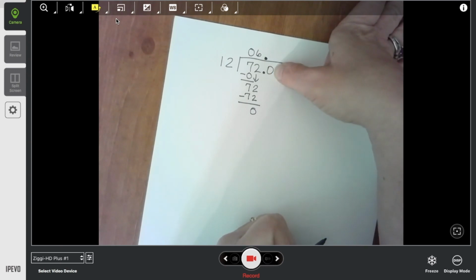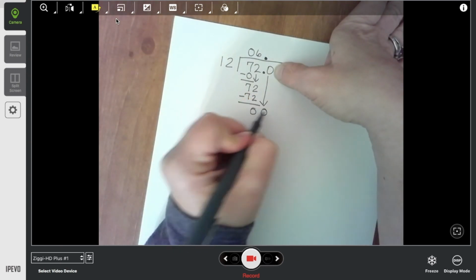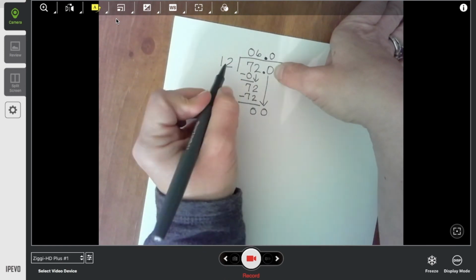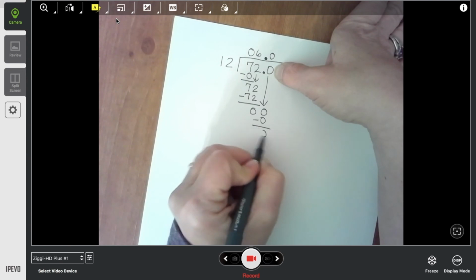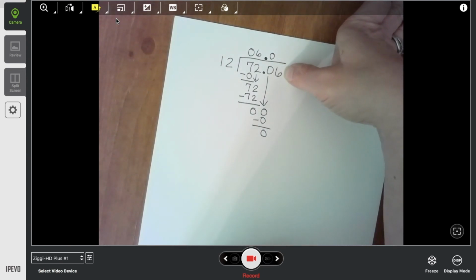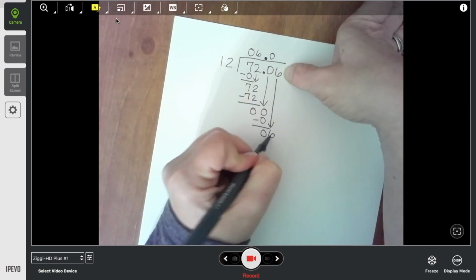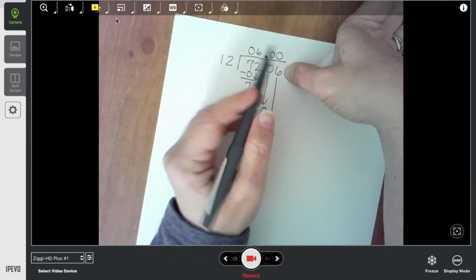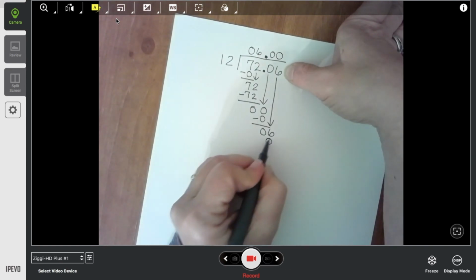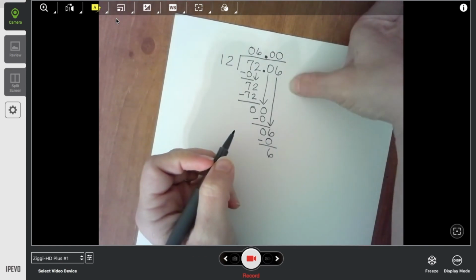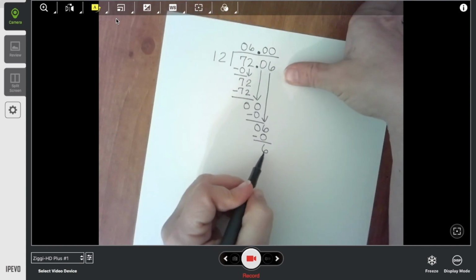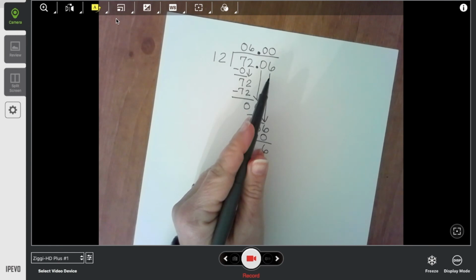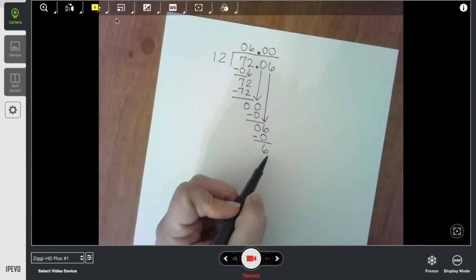Move over to the 0. Drop that 0. How many 12s go into 0? 0. 0 times 12 is 0. Subtract. Move on over to the 6. How many 12s go into 6? None. We're going to put another 0. Boy, there are a lot of zeros. 0 times 12 is 0. Subtract and get 6. I have nothing left to drop. I'm left over with 6, so I can't say remainder 6 because those 6s are hundredths. I can make them smaller and turn them into thousandths.